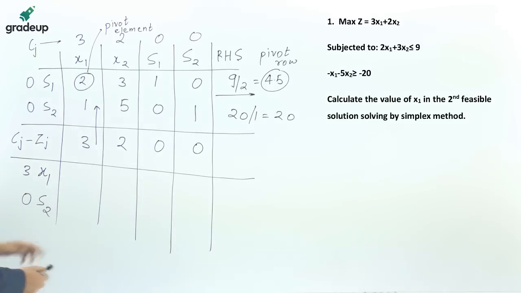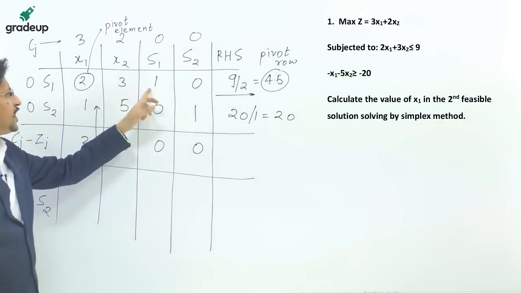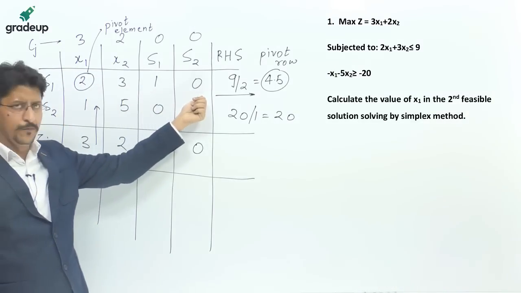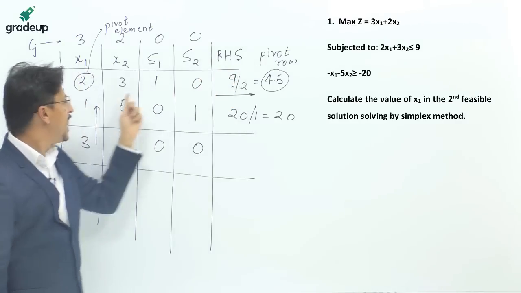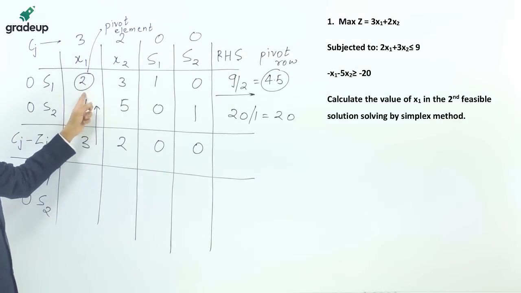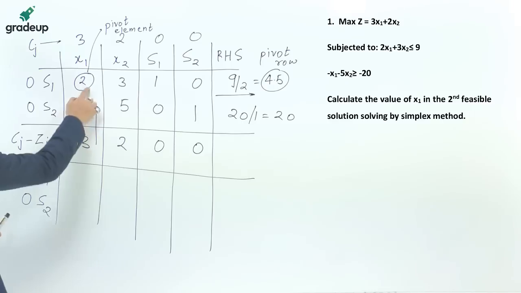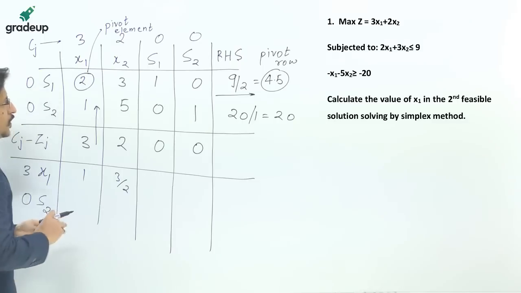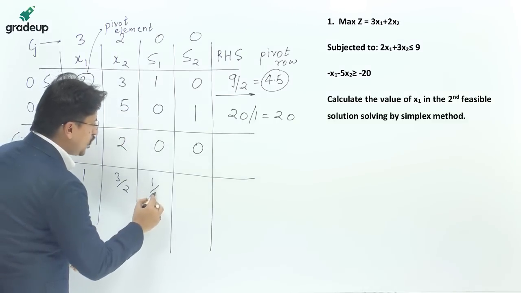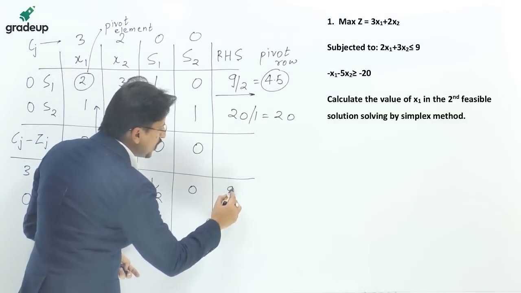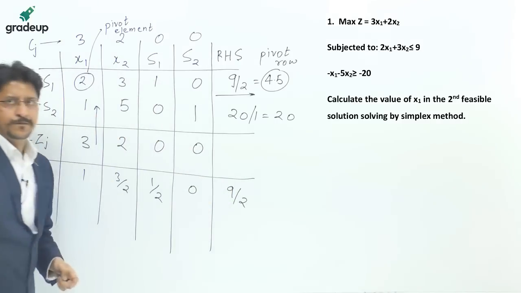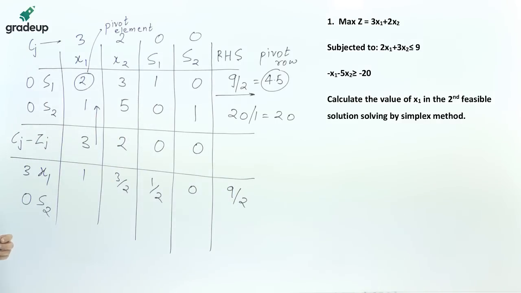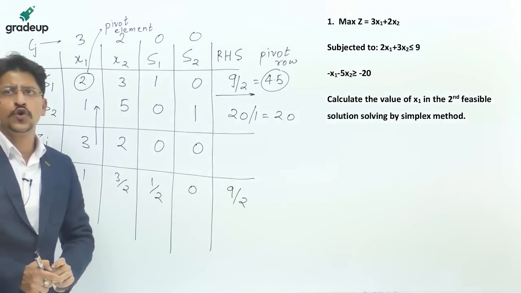Now you have to divide every term of the leaving row, or the pivot row, by the pivot element. So 2 divided by 2 gives you 1, 3 divided by 2 gives you 3 by 2, 1 divided by 2 gives you 1 by 2, 0 divided by 2 gives you 0, and this value becomes 9 by 2.